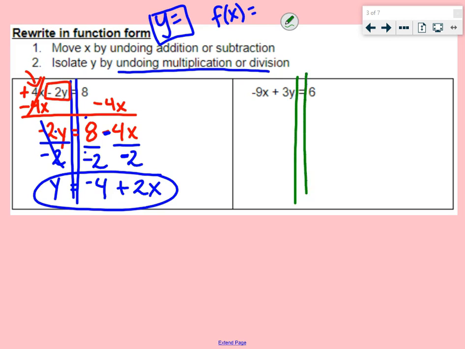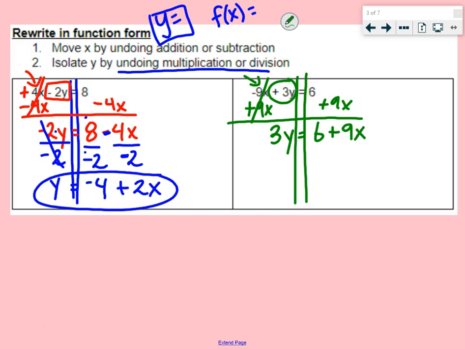Next problem. We have negative 9x plus 3y equals 6. First we have to move our x. Move the x to the other side, away from the y. Undo negative 9x with a positive 9x on both sides. Negative 9x plus 9x is 0. We bring down a positive 3y equals 6 plus 9x.